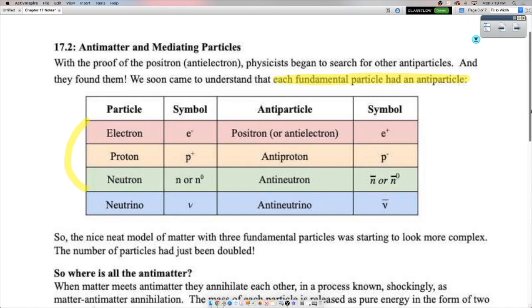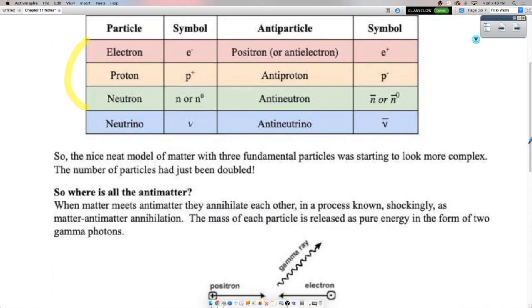And so suddenly our model of matter had just doubled in the number of particles that fit into it. Every particle that we thought we had, we now know that there's a matching antiparticle. So we've just doubled the number of fundamental particles we know. Things are starting to get more complex here in our model of matter.